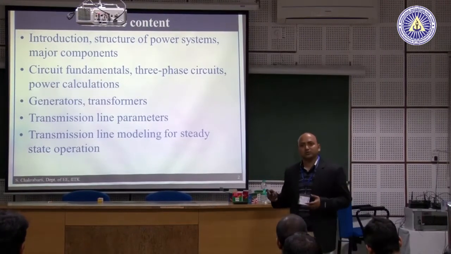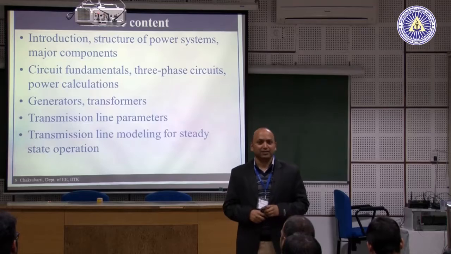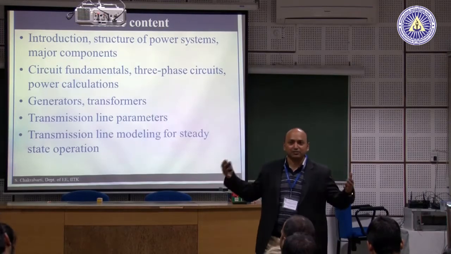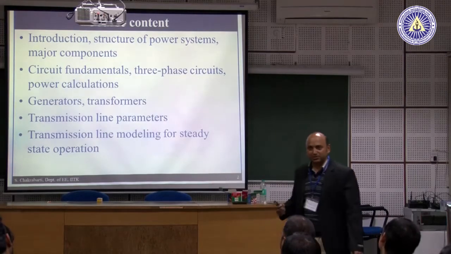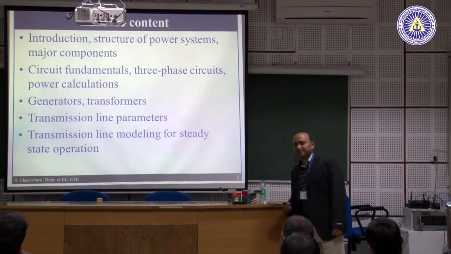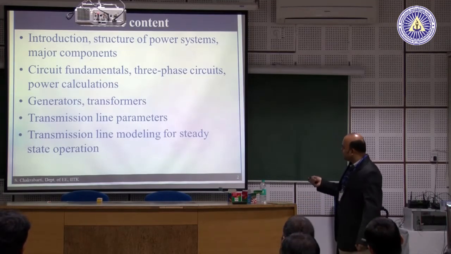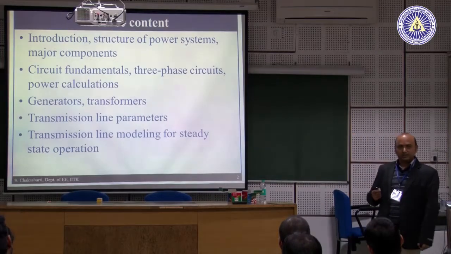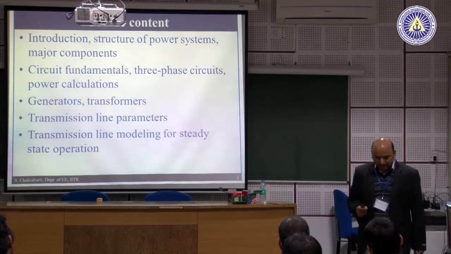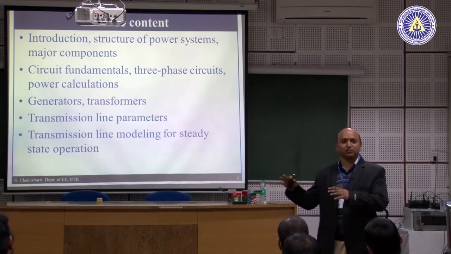Then we move on to the important components of a power system. A power system is basically a conglomeration of a large number of components, and of course, it is not possible to discuss each and every component. So, we pick the ones which are most important, in the sense that they affect the behavior of the power system in a major way.